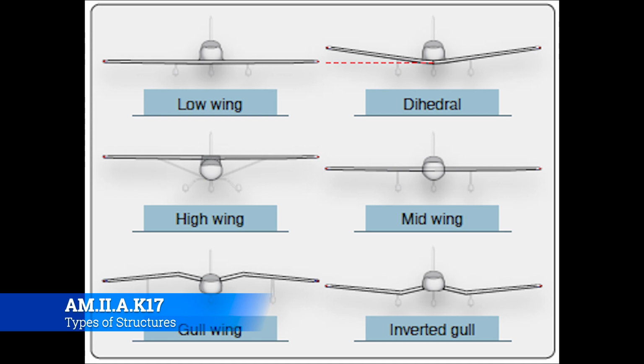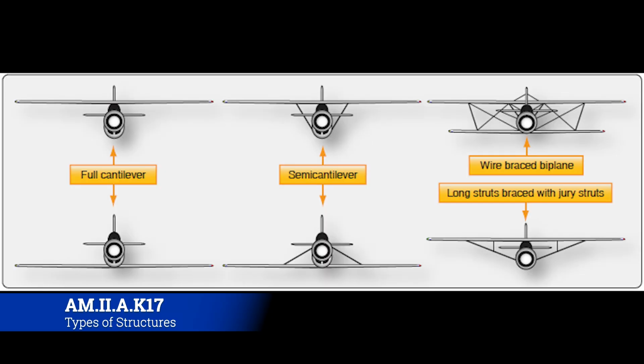So another way that wings have progressed is to become a full cantilever wing. Now, old biplanes had all this bracing that you see on the far right-hand side, but as time went on, designs were refined until eventually you get to the full cantilever wing.